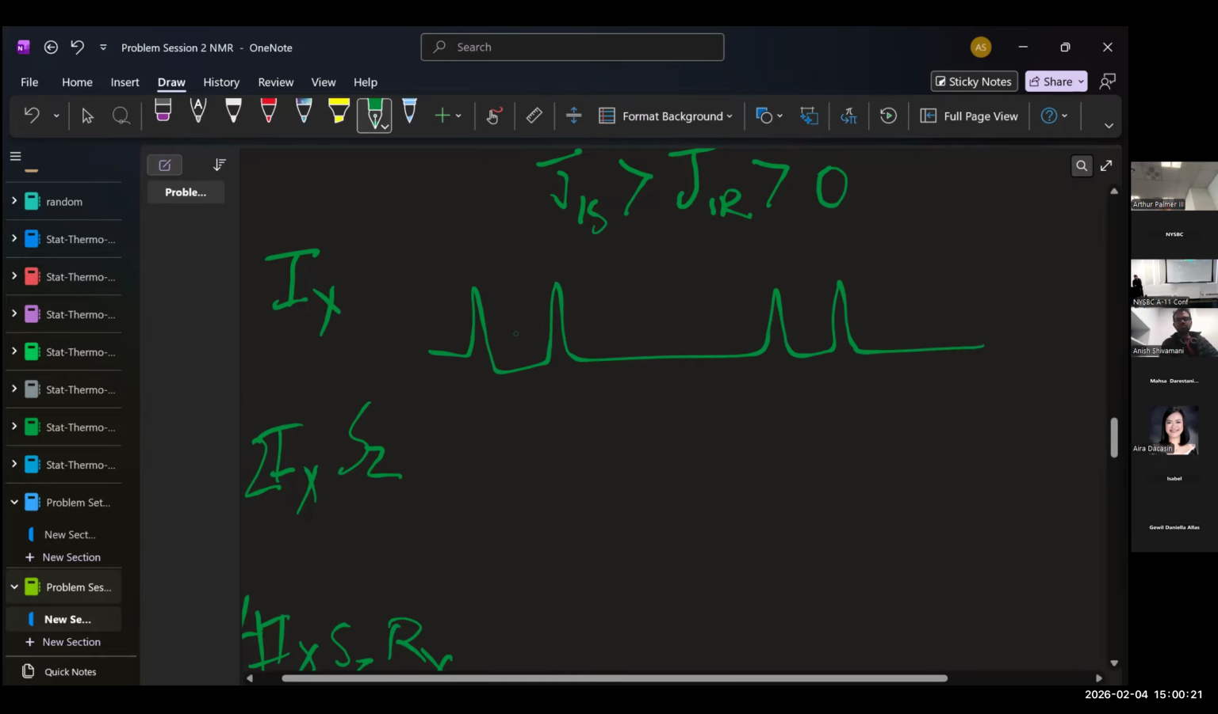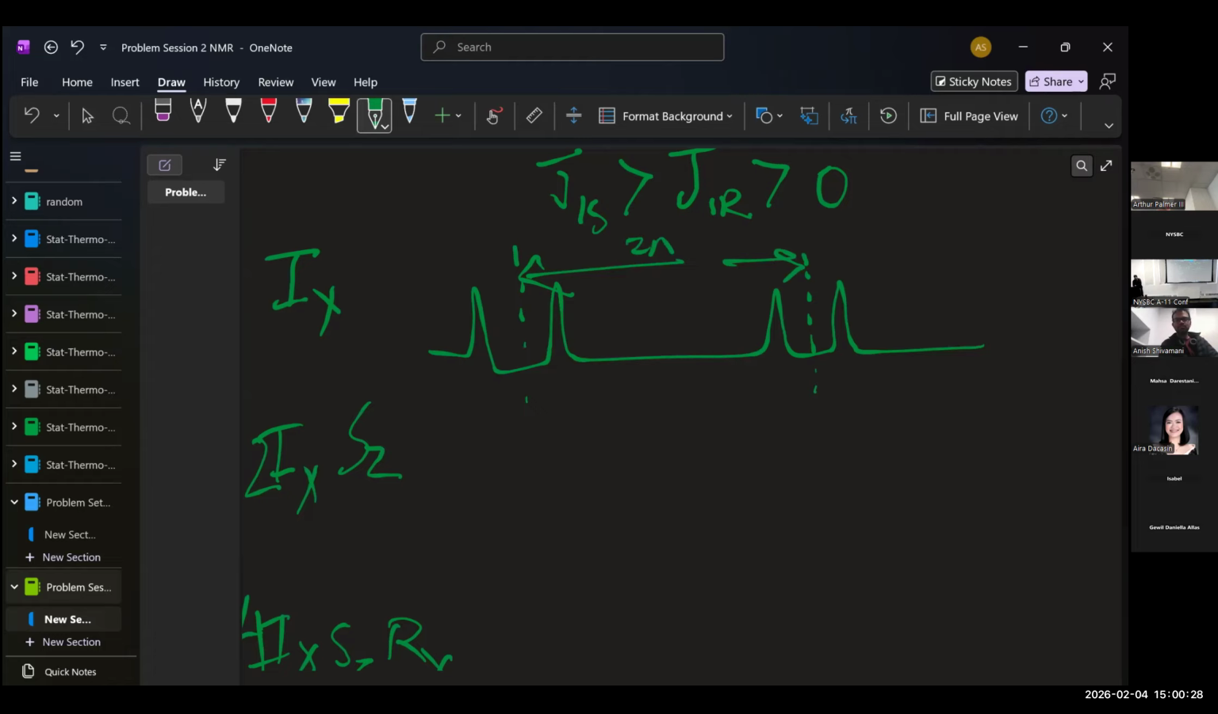This becomes the IS coupling. Becomes the IR coupling. For both couplings you have in phase. Okay, because you just have IX.